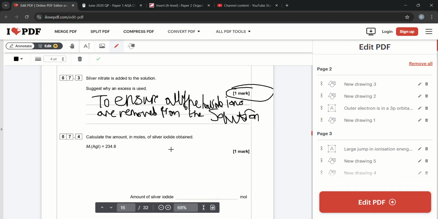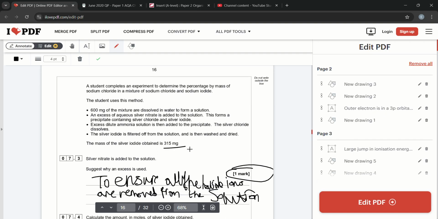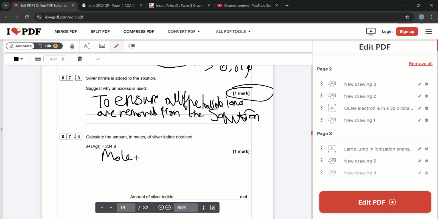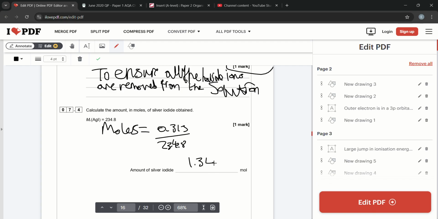7.4. Calculate the amount of moles of silver iodide obtained. Well, the mass of silver iodide is 315 milligrams, so to convert into grams, it's divided by 1000. 0.315 grams. So moles is going to be mass over Mr. Therefore we get 0.315 divided by 234.8, which is 1.34 times 10 to the power minus 3 moles.